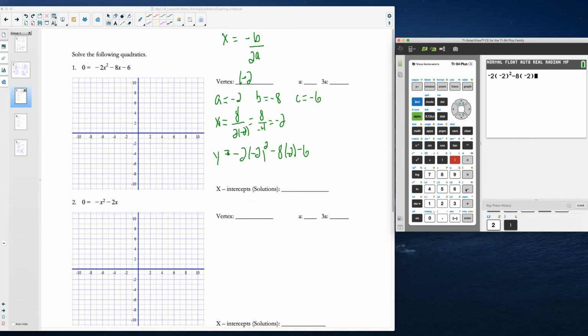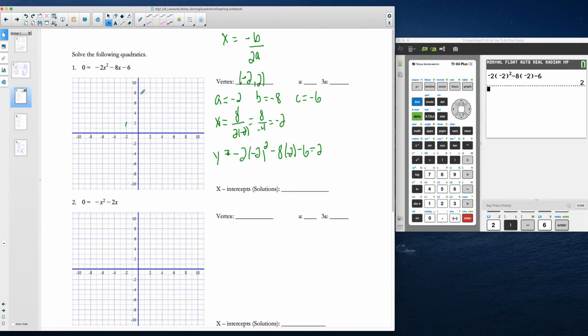And let's see what we get here. Negative 6. All right, and so we get that y is equal to 2. Okay, so now we have our vertex, right? So we can start with our vertex here. Our vertex is negative 2, 2, which is right here.